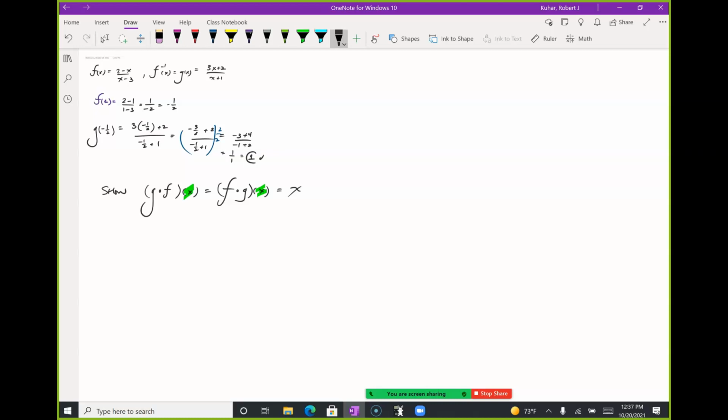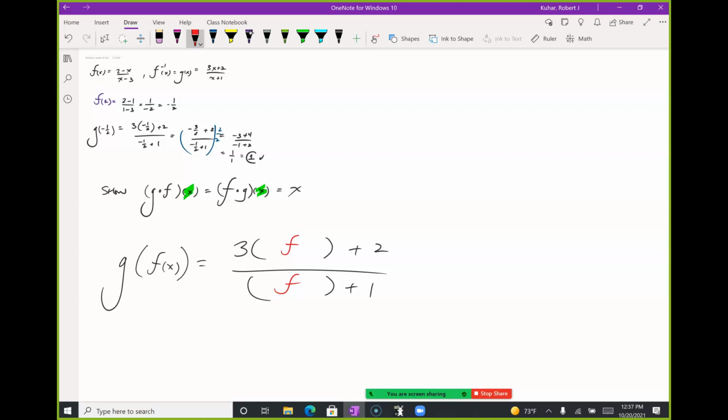Okay, so let's do at least one of these. Let's do g composed of f. So g of f of x is g, this function 3 times x plus 2 over x plus 1. And inside of that, I'm putting the function f. This is what I used to do as a student: I would put the letter f in there because I was so confused. I just wanted to first write the first function and then put something quick in. So I'm putting that function f inside. But I know what that function f is: 2 minus x over x minus 3.